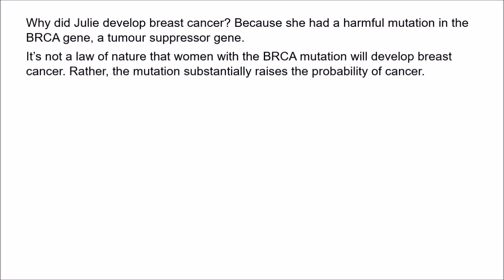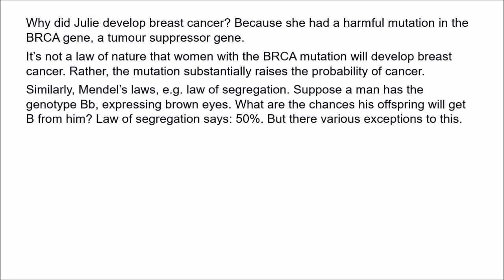Take Mendel's laws, like the law of segregation. So let's say we have a man with brown eyes, and he has one allele for brown and one allele for blue. Obviously, the brown allele is dominant, so the man has brown eyes. What are the chances that his offspring will get the dominant brown allele from him? Well, the law of segregation says 50%. 50% of the man's sperm carry the brown allele, 50% carry the blue allele. So it's a coin toss which one you're going to end up with.